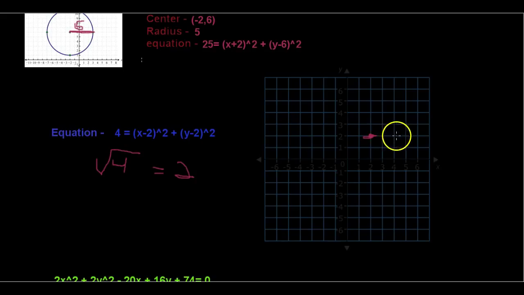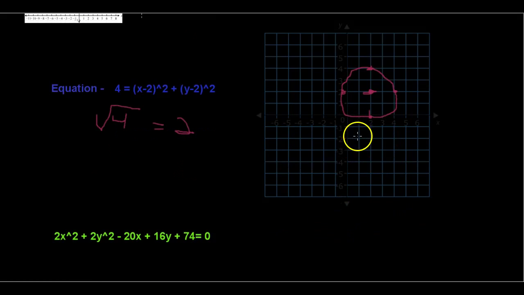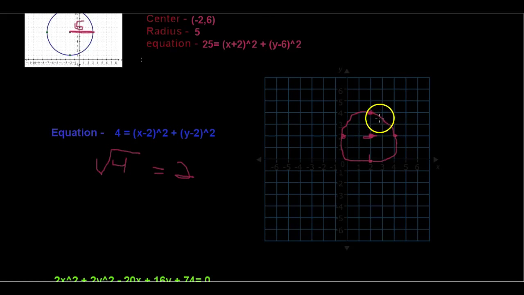So 1, 2, that's going to take us to this point, which is going to be 4. And then back 2 is going to take us to the origin. Up 2 is going to take us to 4. Back 2 is going to take us to here. And when I said origin, I actually meant 0, 2. So now I'm going to do my best to go ahead and fill this in. So we get this circle here. Okay, it's not the best, but you get the general idea.